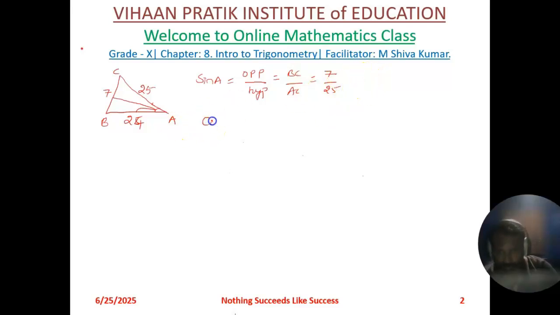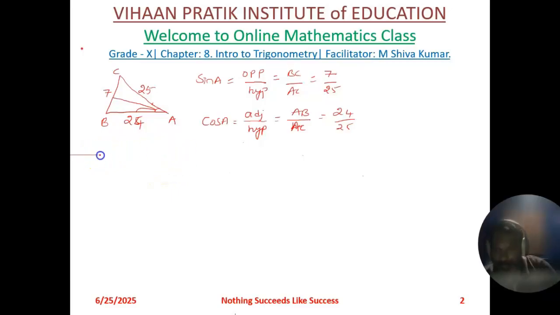In the same way, for cos A, it is adjacent of angle A to hypotenuse. Adjacent is AB, hypotenuse is AC. AB is 24, AC is 25.